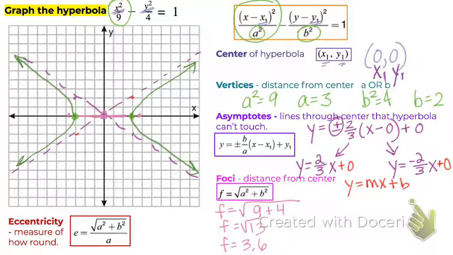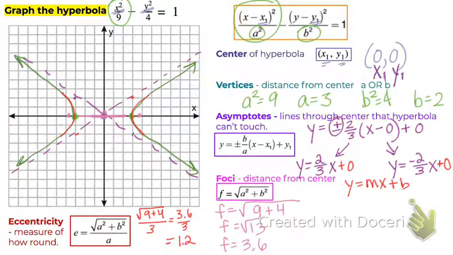And the last thing that we can measure with a hyperbola is the eccentricity, which is the measure of how curved, how round it is. And they're talking about this part of our hyperbola, how round, how circular this is. So what you do is you do the square root of a squared plus b squared, divided by a. And a in this case is 3. So remember, this was 3.6 over 3, which is about 1.2.